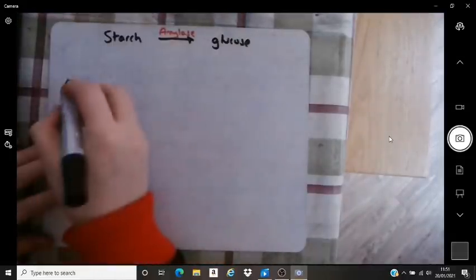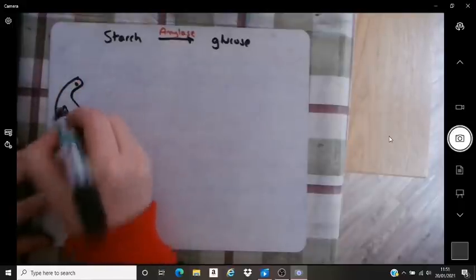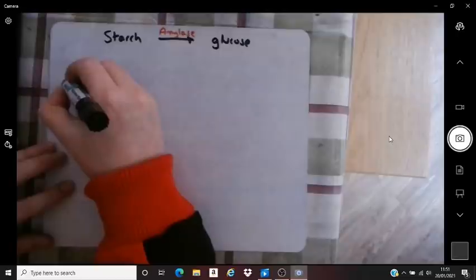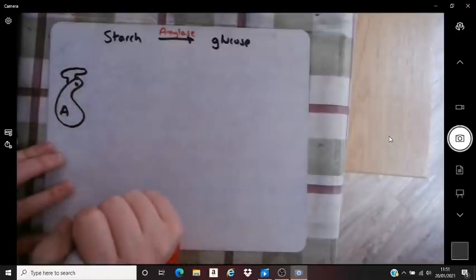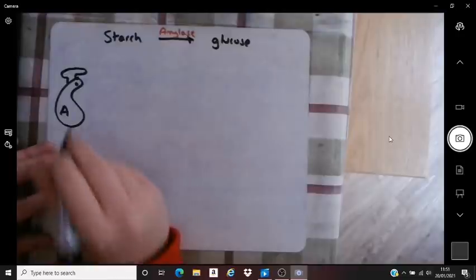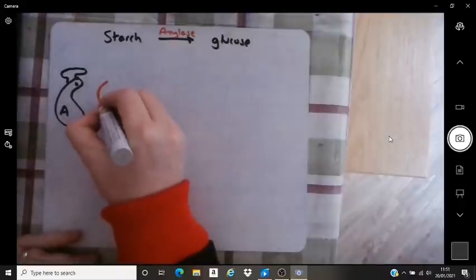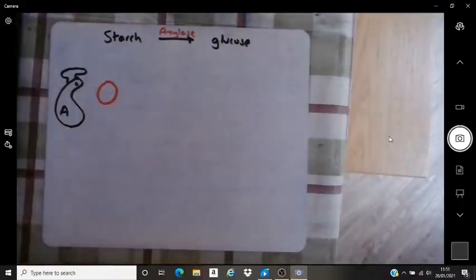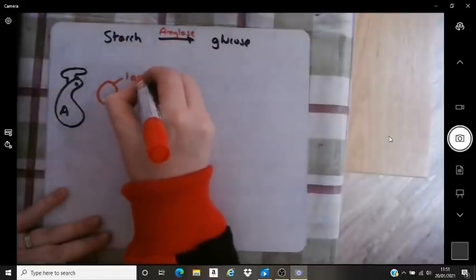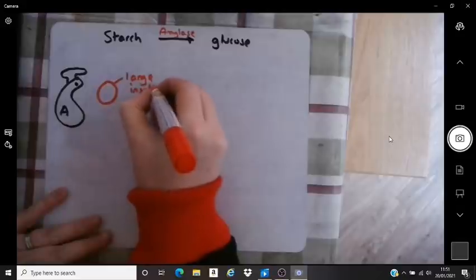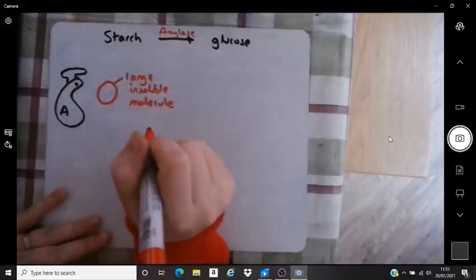So I'll show you my enzyme. This is an amylase enzyme. I'll give it a little A for amylase. And a little hat. This one can have a bit more of a circle hat. Oh, it looks like a chef hat. Who knows? So there's my amylase enzyme. And I'll draw starch as this red large molecule here. Because remember, starch is a large, insoluble molecule, ready to be digested inside your body.